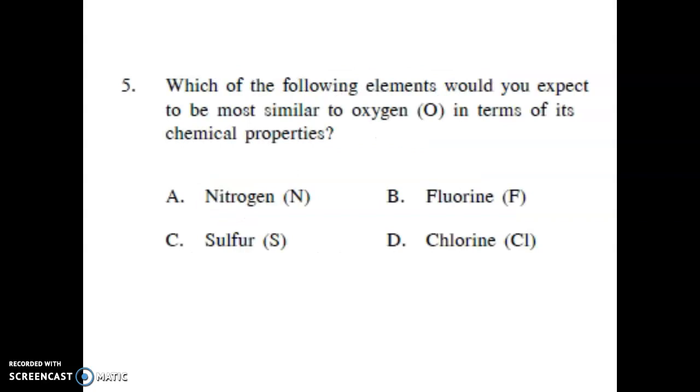Question 5. Which of the following elements would you expect to be most similar to oxygen in terms of its chemical properties? A. Nitrogen. B. Fluorine. C. Sulfur. Or D. Chlorine.